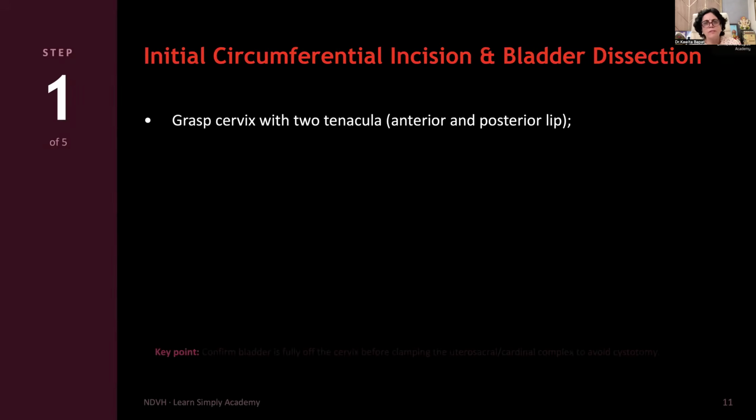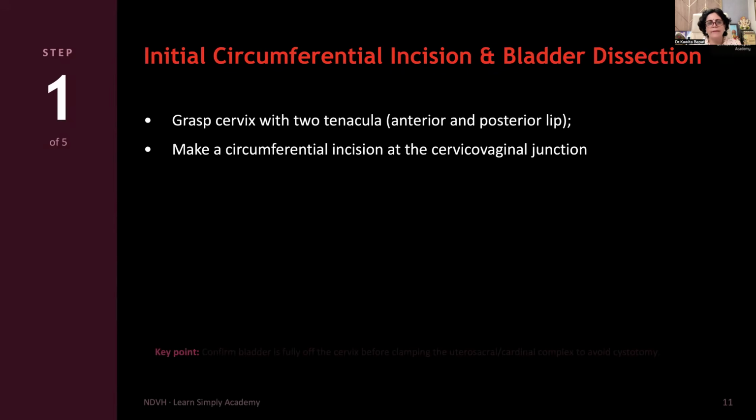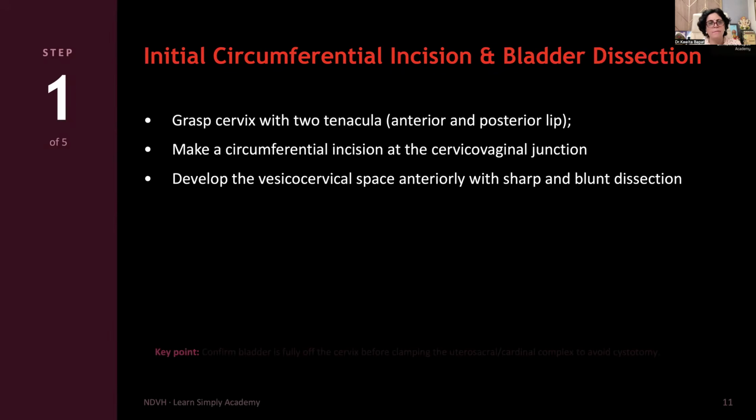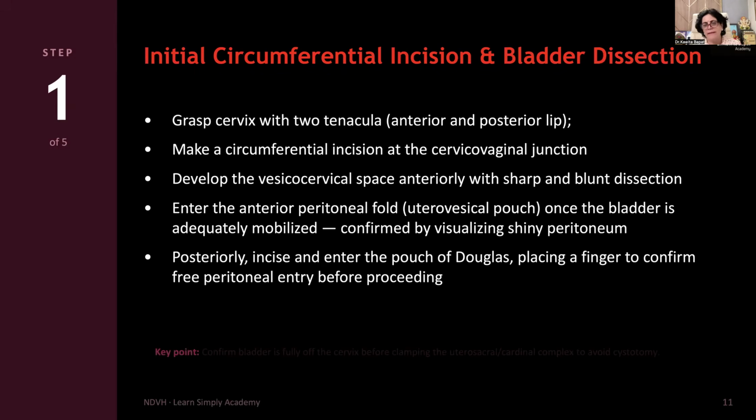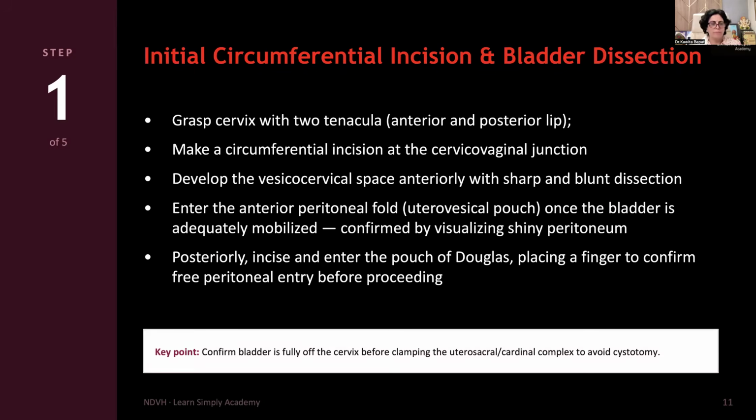Step 1 is the initial circumferential incision and bladder dissection. Grasp the cervix with tenacula, anterior and posterior, and make a circumferential incision at the cervico-vaginal junction. Develop the vesicocervical space anteriorly with sharp and blunt dissection. Enter the anterior peritoneal fold once the bladder is adequately mobilized, confirmed by visualizing shiny peritoneum. Posteriorly incise and enter the pouch of Douglas, placing a finger to confirm the free peritoneal space before proceeding. Key point: confirm the bladder is fully off the cervix before clamping the uterosacral complex to avoid cystotomy.